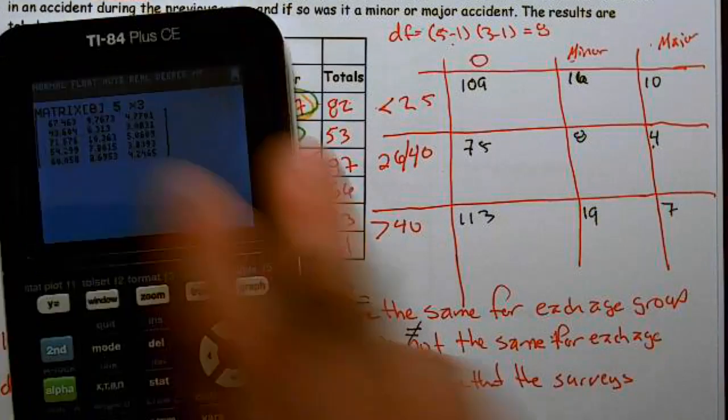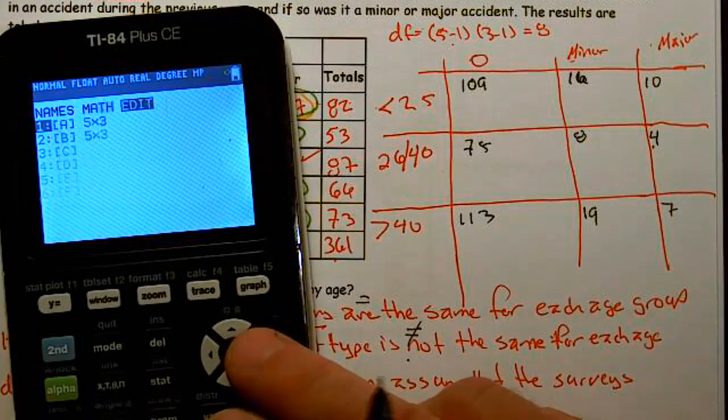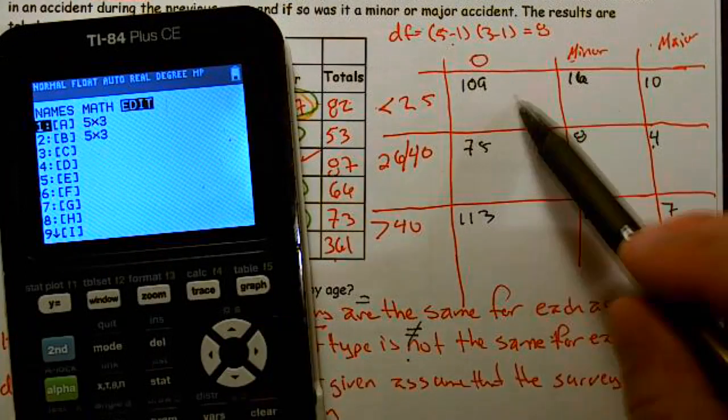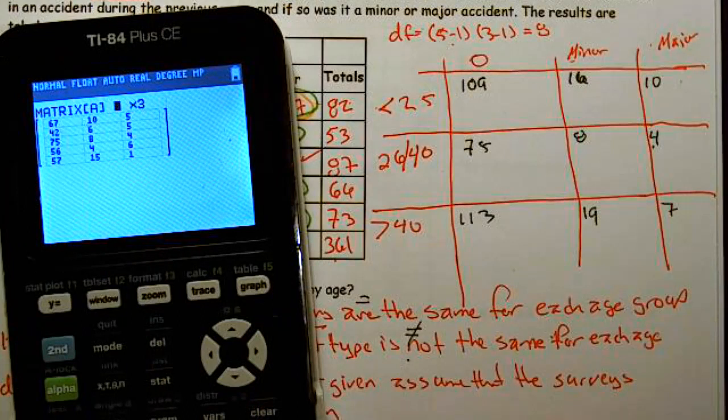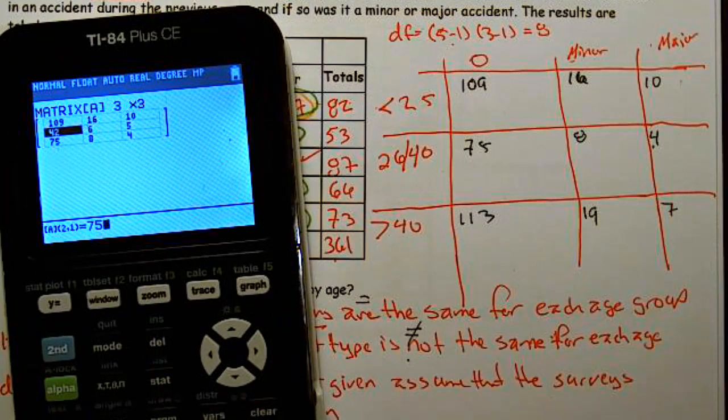So now I'm going to have to re-enter the matrix. So I'm going to go second matrix. I'm going to re-enter this thing. And now I have a 1, 2, 3, 1, 2, 3. I have a 3 by 3. So 3, enter, 3, enter. And now the first 109, 16, 10, 75, 8, 4, 113, 19, 7. Now let's run this thing and see if everything's greater than 5.